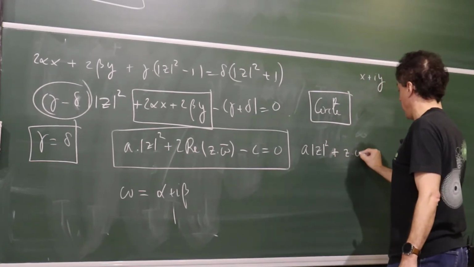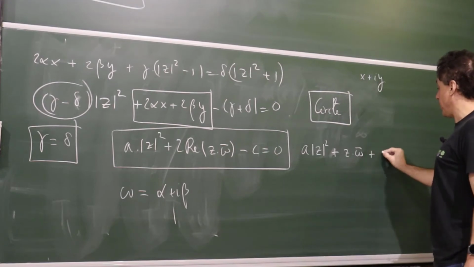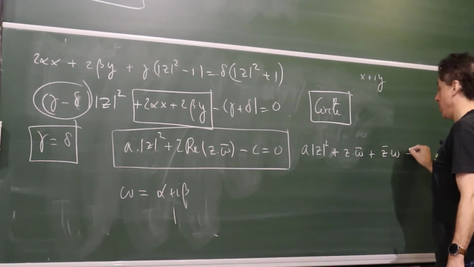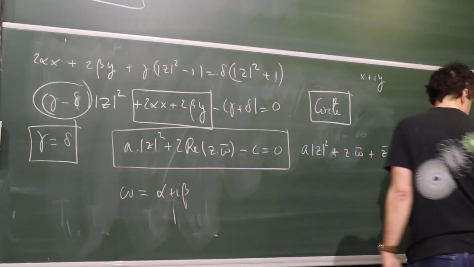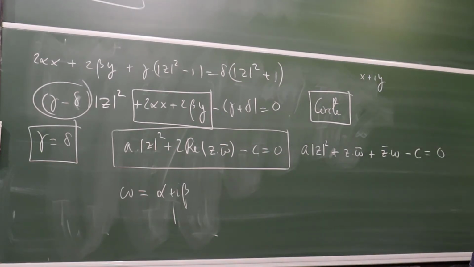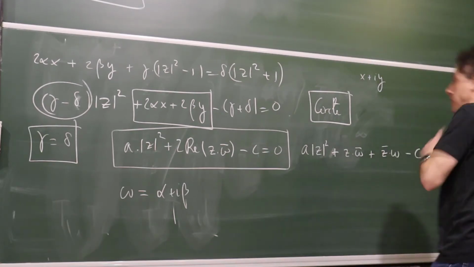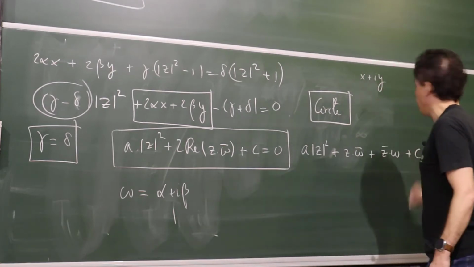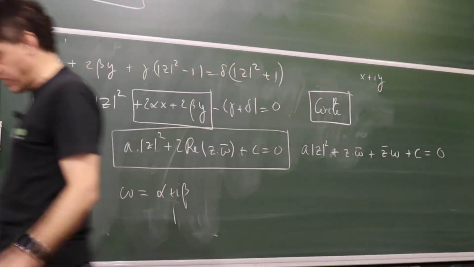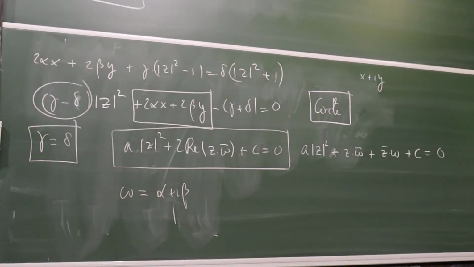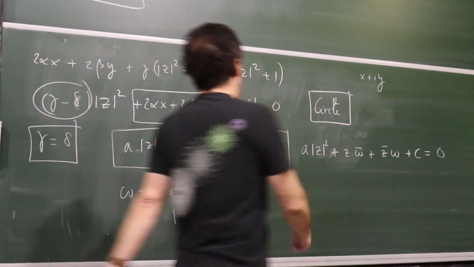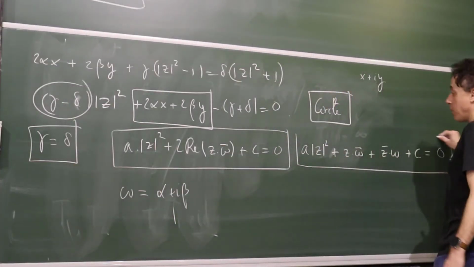plus Z omega bar plus Z bar omega minus C equal to minus C or plus C, sorry, plus C. I'm going to write plus C here, sorry. I always forget the signs here. Okay, you take some numbers. So this is a general equation of a circle here. A general equation of a circle.